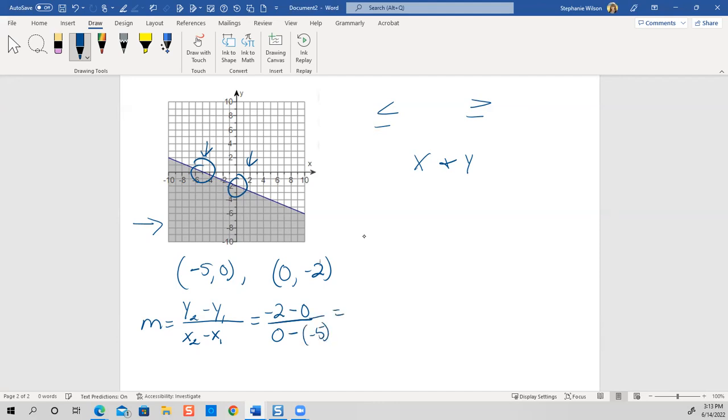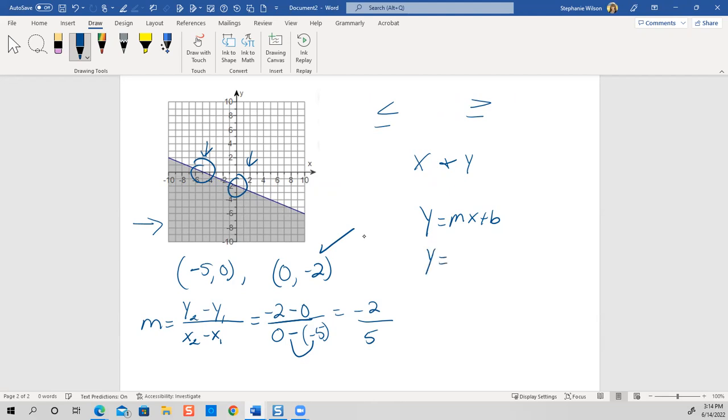All right, so now let's clean this up. -2 minus 0 is just -2. 0 minus a negative, well, negative times negative is a positive, and it gives me 5. So now I know my slope. So I'm going to come up here, and you can use the point-slope formula, or you can use this one here. I'm going to use this one because I already know what my y-intercept is. So let's make it easier on ourselves.